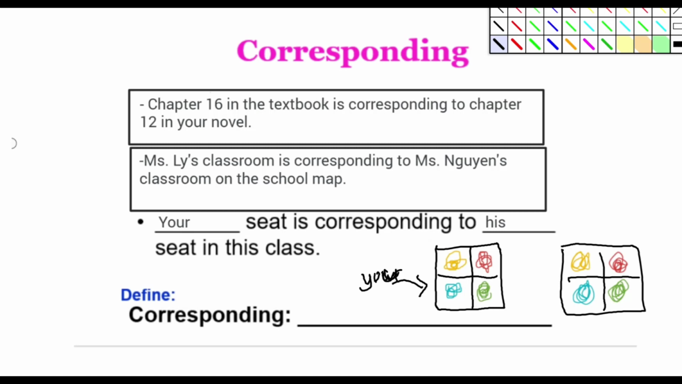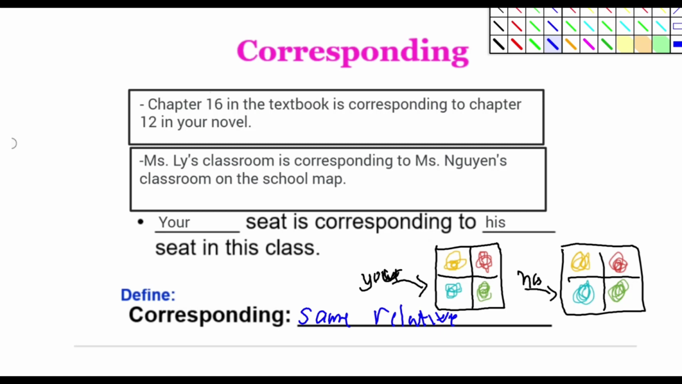Well, which one would be his seat? Well, his seat would have to be this blue one also. Okay, the colors help, but how do we know it's this seat? Well, basically, you're in the same location. That's what the corresponding is going to mean. It's going to mean that you're in the same relative location. Let me write that in there. I like that. Same relative location.